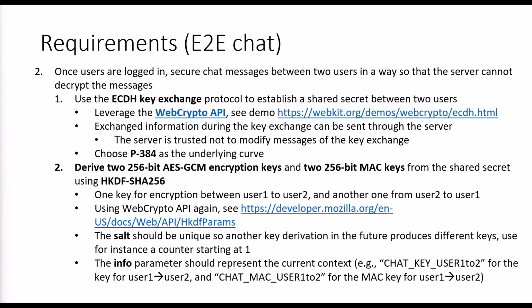It takes another parameter which is called the info parameter. This is essentially the same thing as associated data in authenticated encryption. We're using some information over here which is also used for deriving the key. The info parameter should represent the current context. So whether we are deriving the keys for encrypting data between user 1 to user 2 or vice versa, or whether we are deriving MAC keys. Okay, so I gave you some examples of strings that can be used as an info parameter.